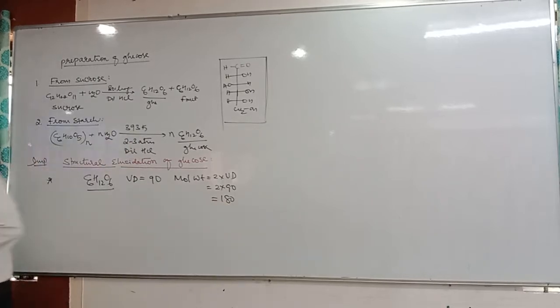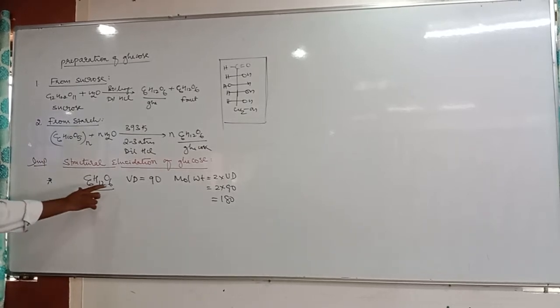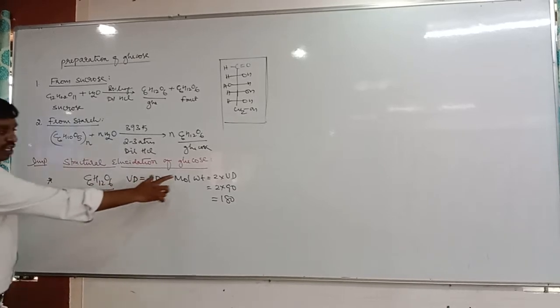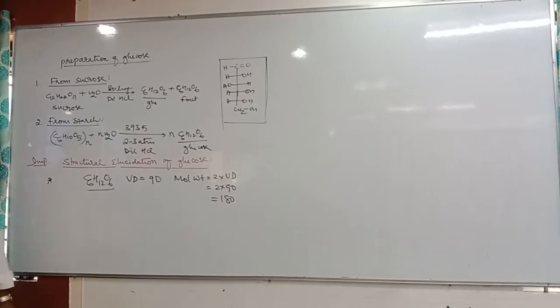So how did we come to know this? It is by elementary analysis and molecular weight determination. So from the elementary analysis and molecular weight determination, it is found that glucose contains so and so molecular formula, density and molecular weight. Next, second one.